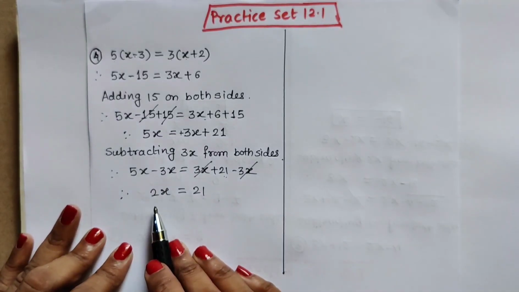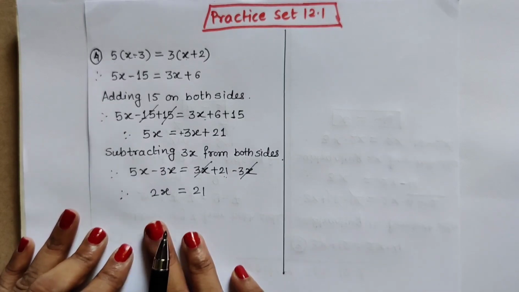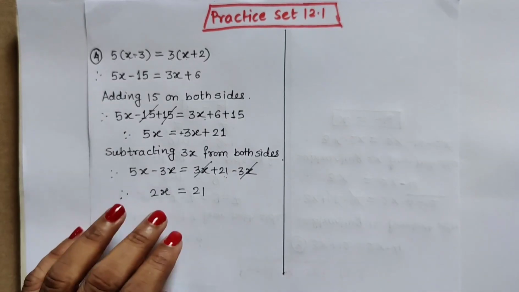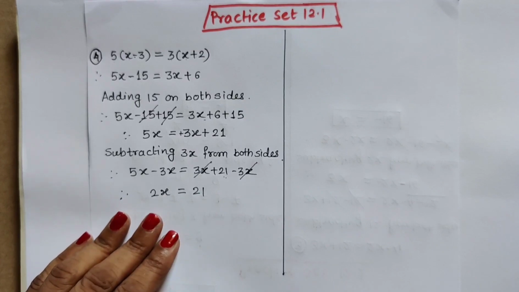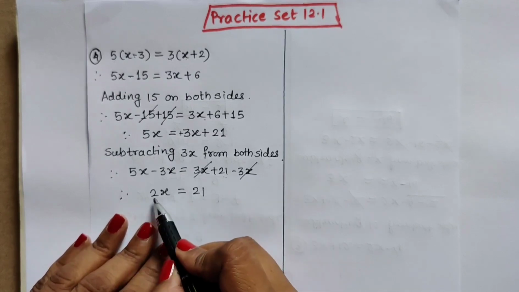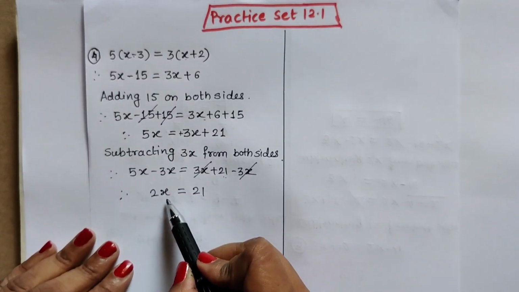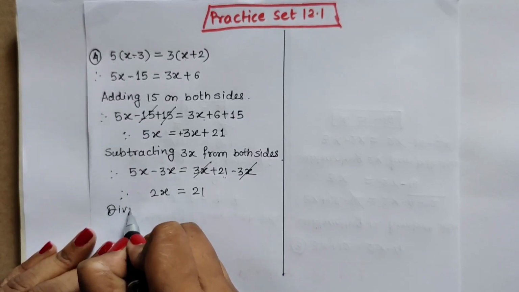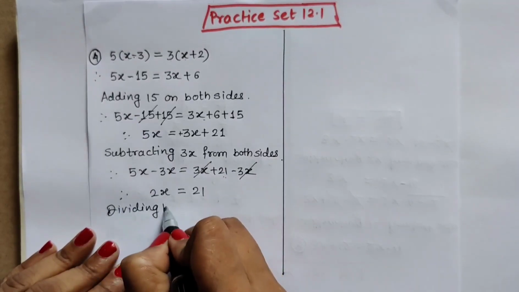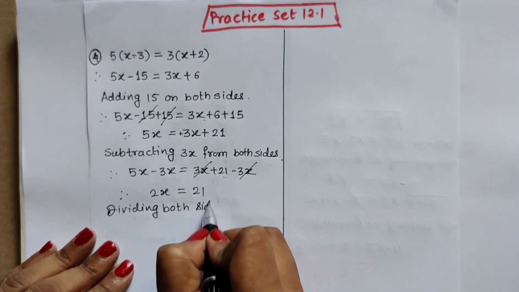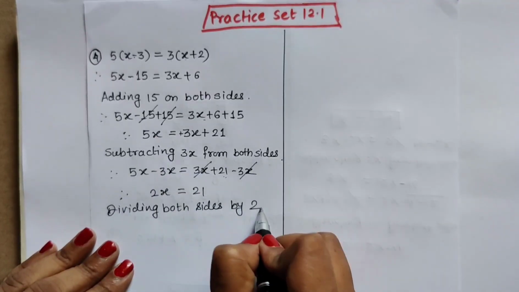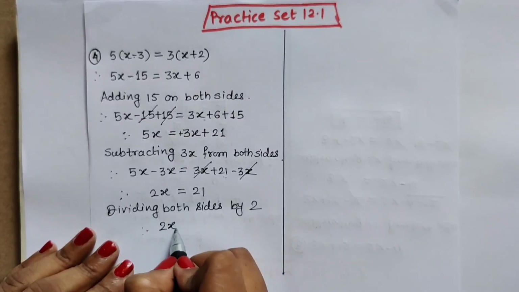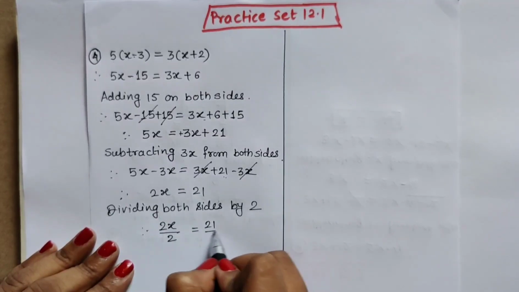Now again 2 is there on the left hand side. We have to see that no number should remain on the left hand side. Left hand side only variable should be there and the coefficient of variable should be 1, and 1 we don't write. So this 2 again we have to transfer. Here it is 2 multiply by x, so when we transfer, we have to divide both sides by 2. So let us divide by 2. 2x also divide by 2 and 21 also divide by 2.